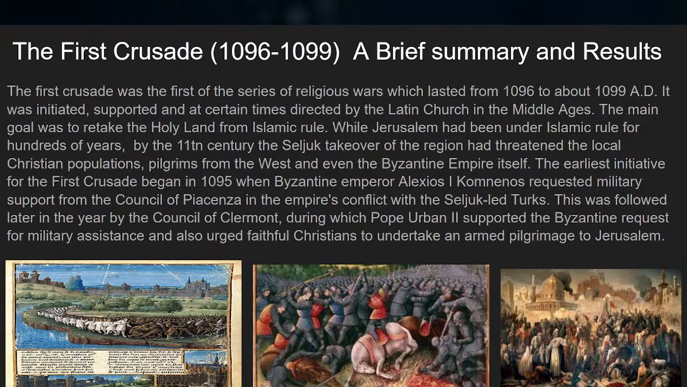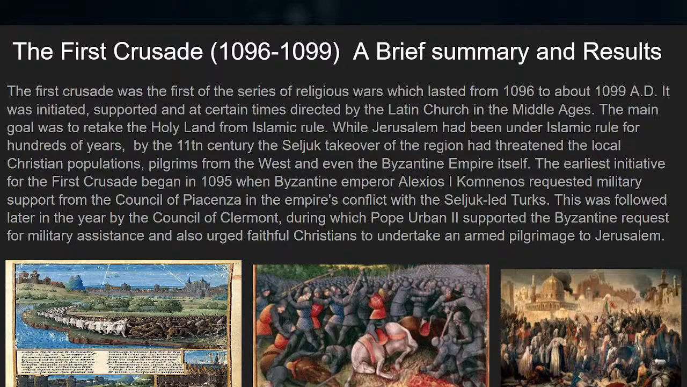1095 when Byzantine Emperor Alexios Komnenos requested military support from the Council of Piacenza against the Seljuk-led Turks. This was followed later in the year by the Council of Clermont, during which Pope Urban II supported the Byzantine requests for military assistance and also urged faithful Christians to undertake an armed pilgrimage to Jerusalem.